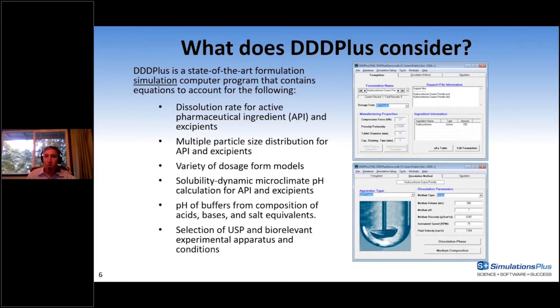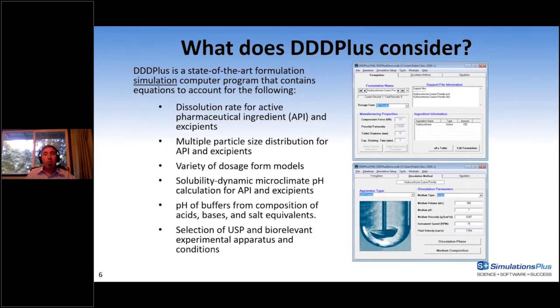There's a variety of dosage form models you can look at. We'll talk about that in a few slides, but both IR and CR products are simulated. You can look at the dynamic microclimate pH around the surface of your crystal or your excipients. We have a very complex set of pH equations that look into the concentration of all acids, bases, and salt equivalents and come up with the pH at the surface of the crystal in your formulation. There are also various USP or biorelevant experimental apparatuses, and we can take into account surfactants in the media, both biorelevant and non-biorelevant.